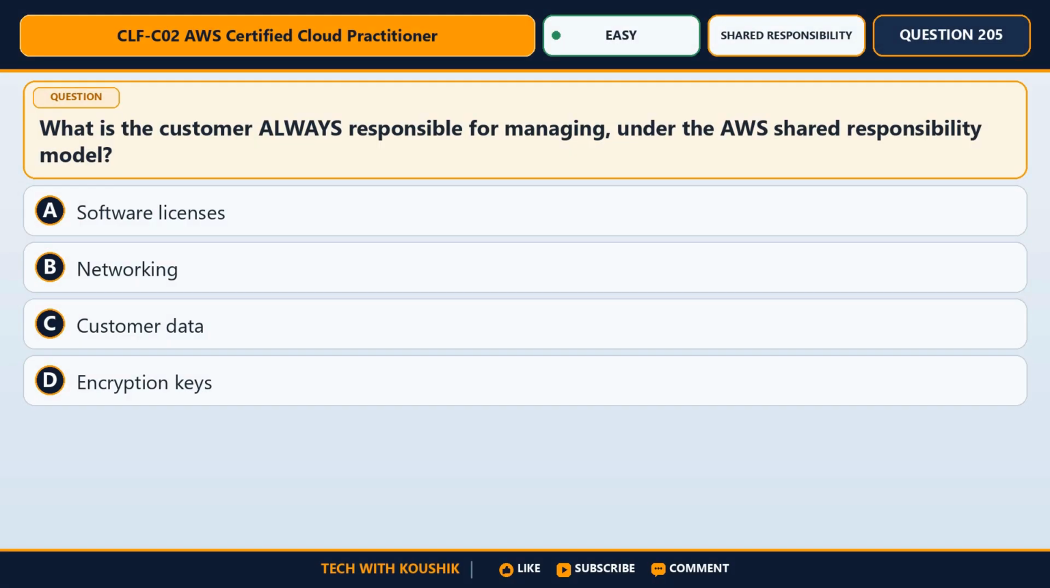Question number 205. What is the customer always responsible for managing, under the AWS Shared Responsibility Model? Option A. Software licenses. Option B. Networking. Option C. Customer data. Option D. Encryption keys.